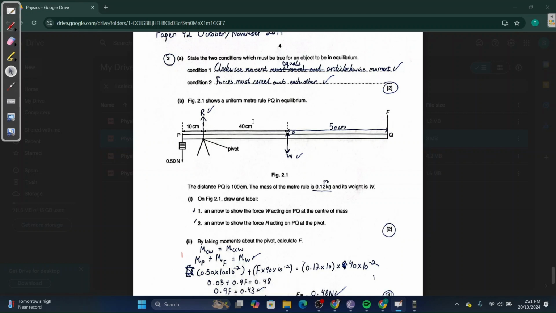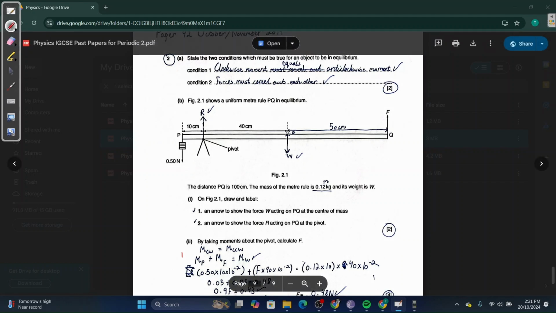The distance PQ is 100 centimeters, so 1 meter. The mass of the meter rule is 0.12 kilograms and its weight is W. On figure 2.1, draw and label an arrow to show the force W acting on PQ at the center of mass. So our center of mass is going to be here, right? This is our center of mass. I denoted it as G. You don't need to denote it, they didn't ask you, but just denote it. And this is our arrow here going downwards at the center of mass.